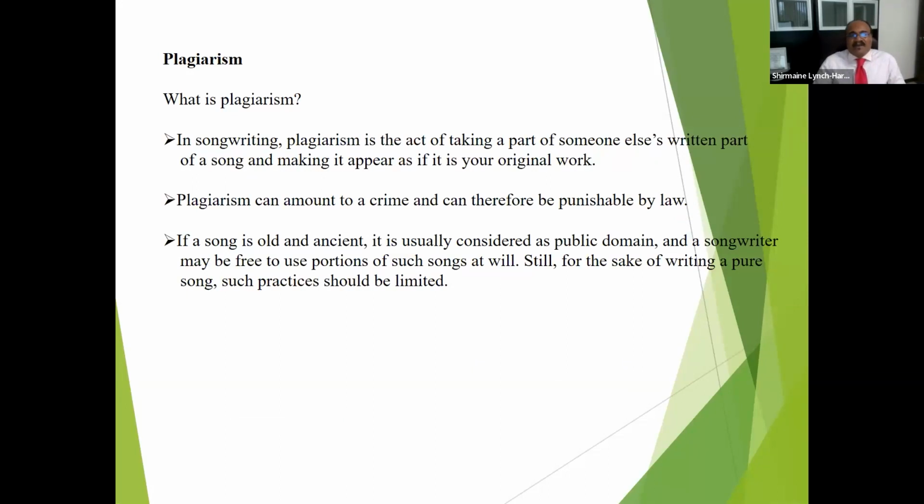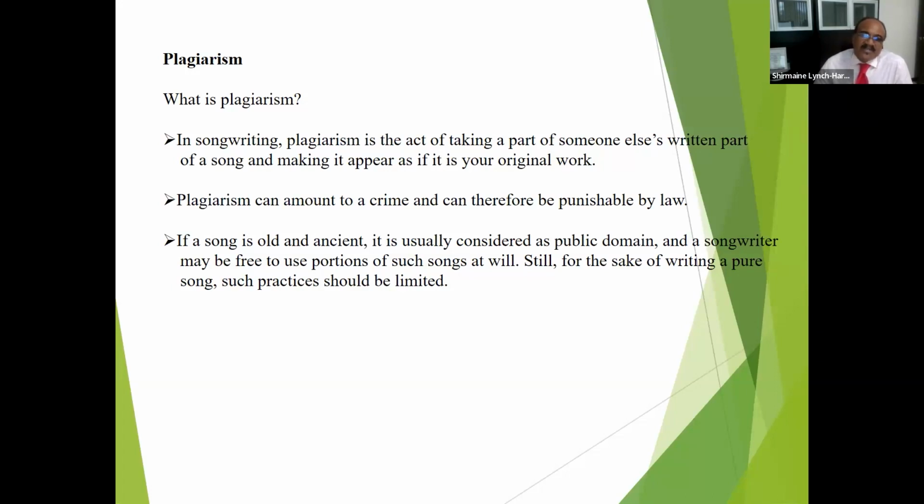Okay. Now here is a very important one. Plagiarism. Many folks have gotten in trouble because they have plagiarized people's music. And especially nowadays, when there are all sorts of gadgets and technology, it's easy to plagiarize other people's music. But you can hardly get away with it if the original artist intends to sue. Okay? Now, what is plagiarism?